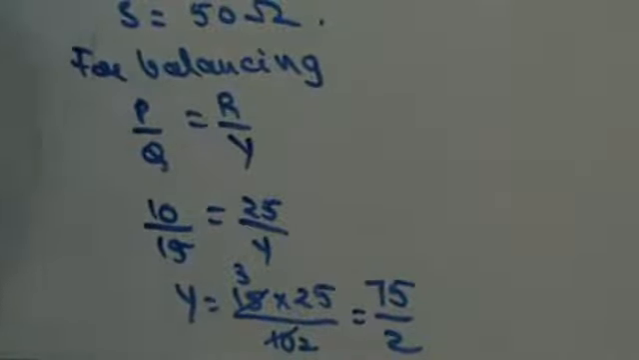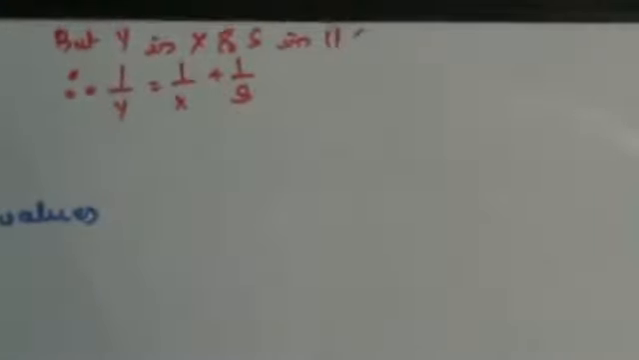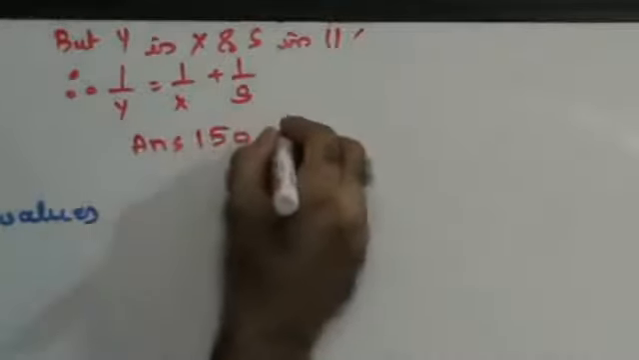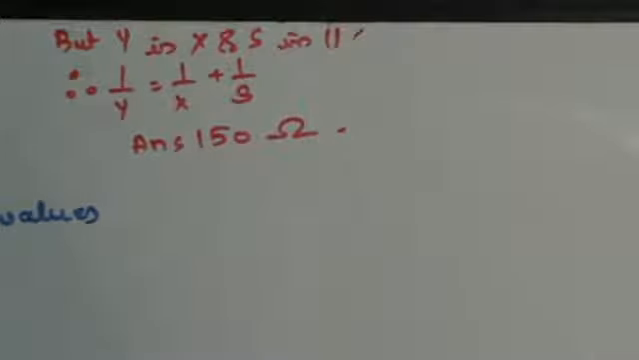But what is Y? Y is nothing but S and X in parallel. Therefore I can say that 1 upon Y is 1 upon X plus 1 upon S, right? You know the value of Y, you know the value of S, you should be able to get the value of X. The answer for this sum should be 150 ohms. Yes. Next.